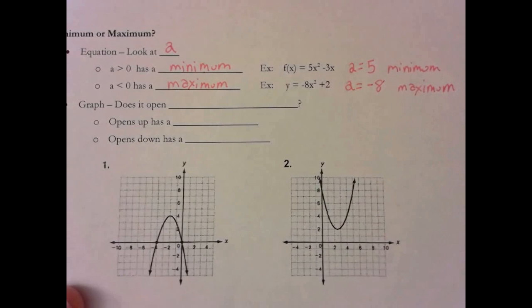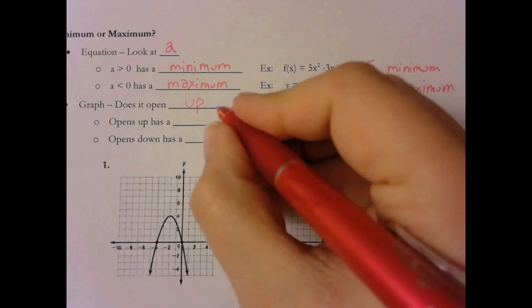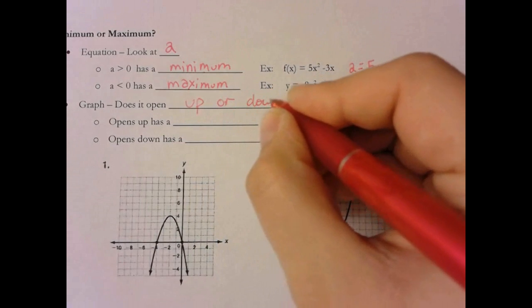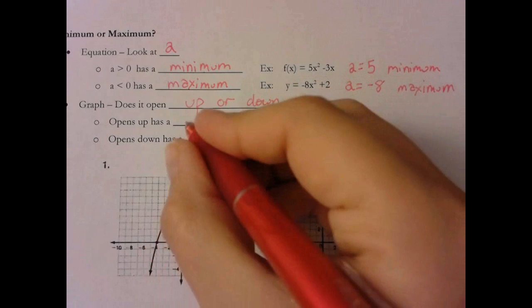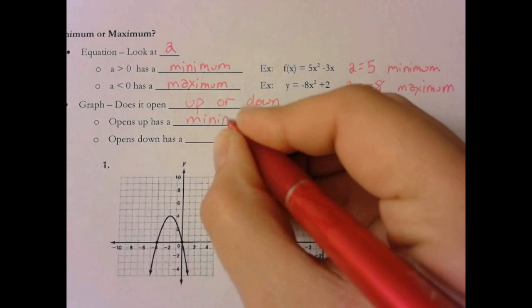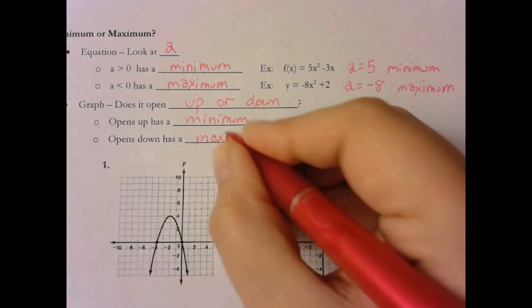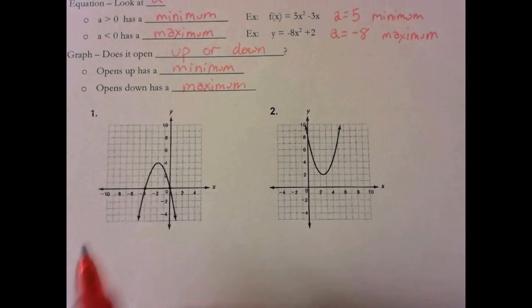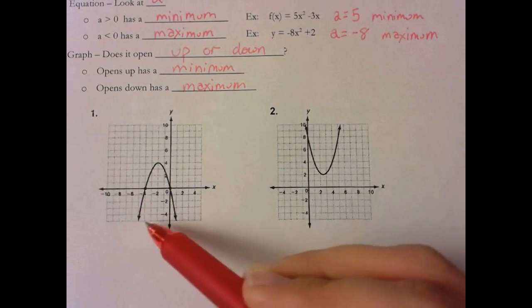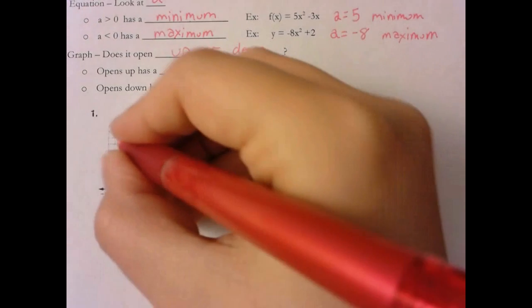That's it. For a graph, it's even easier. Just ask yourself, does it open up or does it open down? If it opens up, you have a minimum. If it opens down, you have a maximum. So here are two examples. So if we look, this is opening down, because here's our opening down here, and this is the highest point.